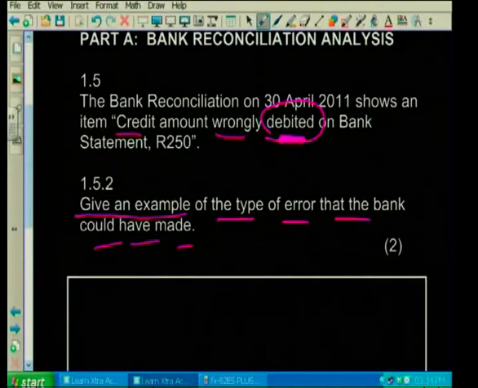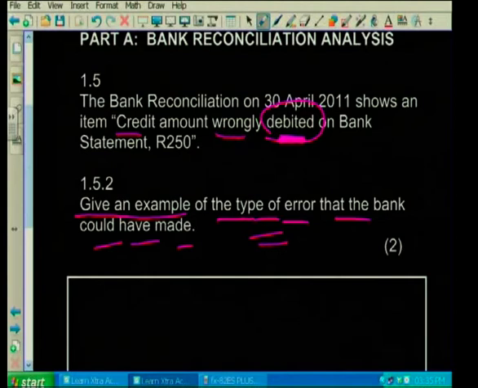Why? That's the relationship we have with our bank. When we're debiting in our books, they are crediting in their books. When we credit in our CPJ, they are debiting in the bank statement. So it says credit amount wrongly debited. In other words, they incorrectly debited your account with an amount that was not yours. So the question says, give an example of the type of error that the bank could have made. What error did they do? In other words, they have taken money out of your account erroneously. Therefore, they have debited your account.